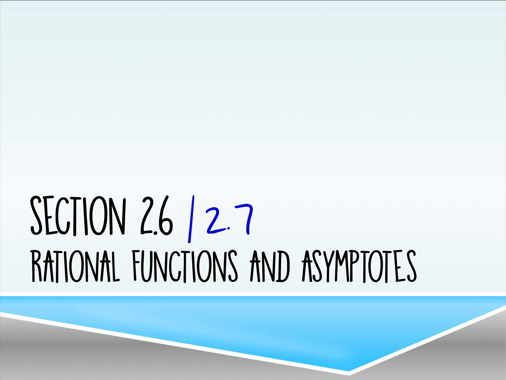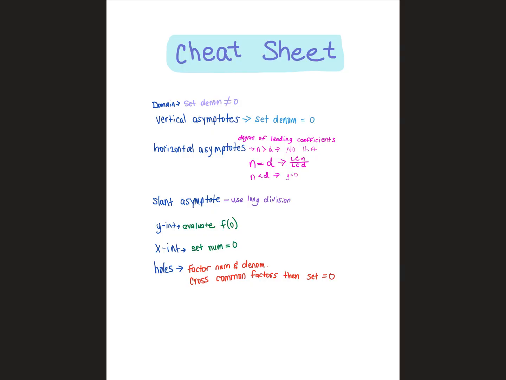So 2.6/2.7, we are dealing with rational functions and asymptotes. So on the last page of the notes, if we go all the way to the last page, there is a page labeled cheat sheet. There is a ton of information in these two sections, and it is all simplified in this cheat sheet.